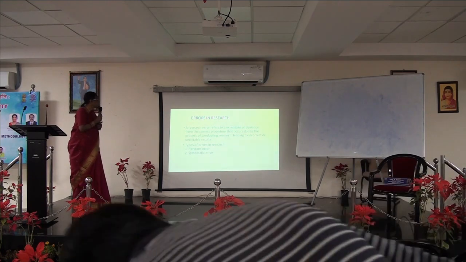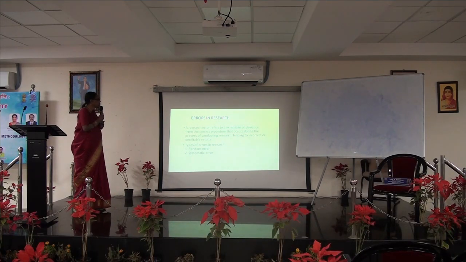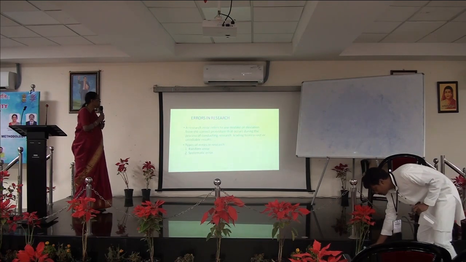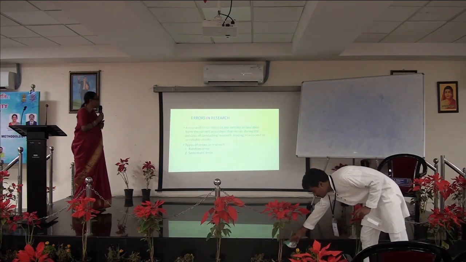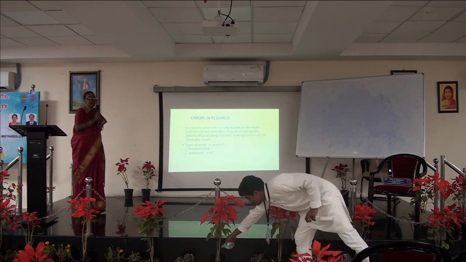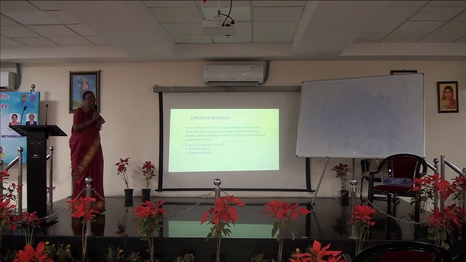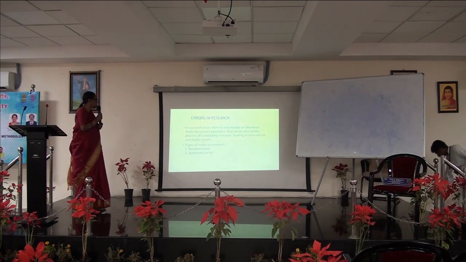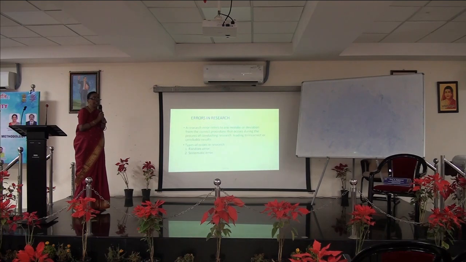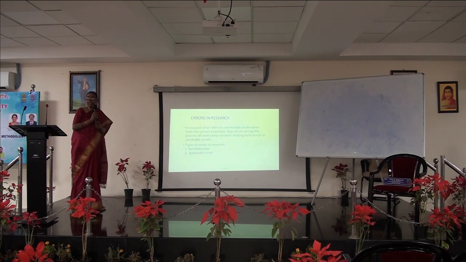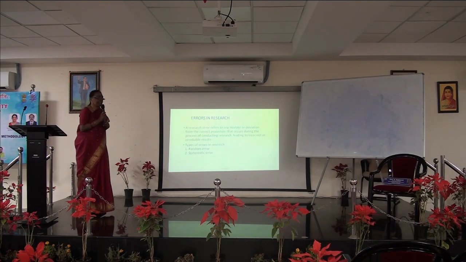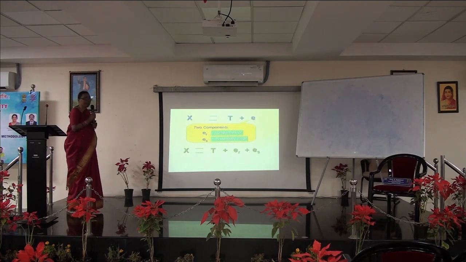Errors in research. A research error refers to any mistake or deviation from the correct procedure that occurs during the process of conducting research, leading to incorrect or unreliable results. That is, in the data analysis, in the data collected. Majorly, the main types of research errors classification is random error and systematic error. These are the two types of errors. Next slide.